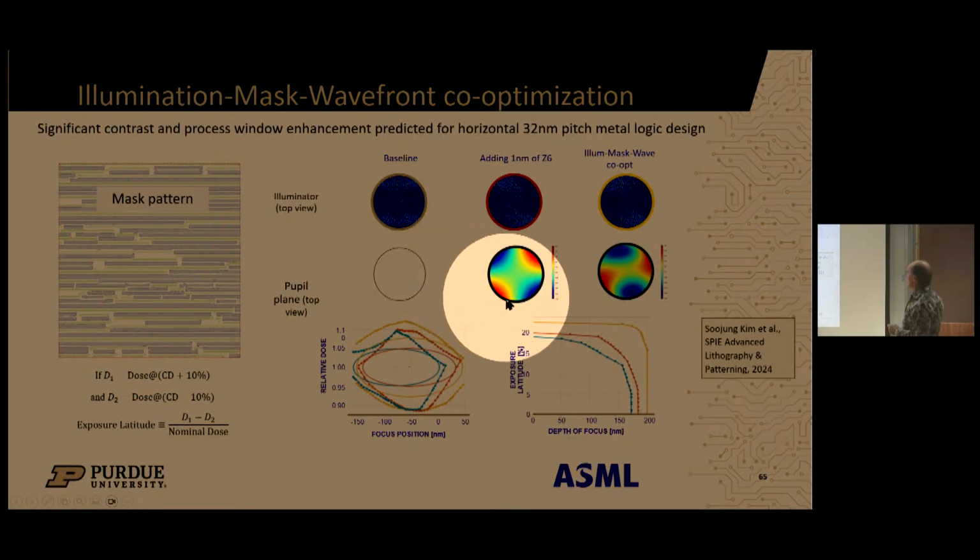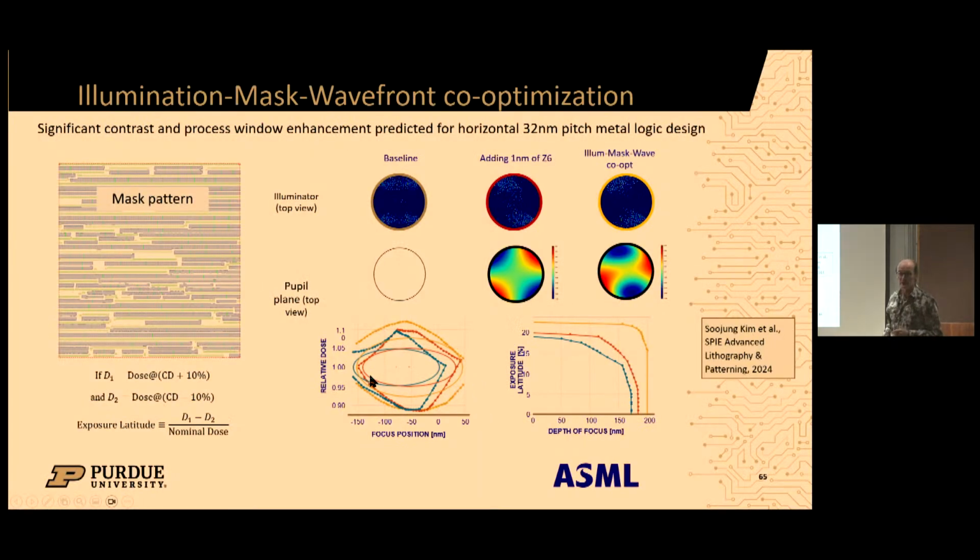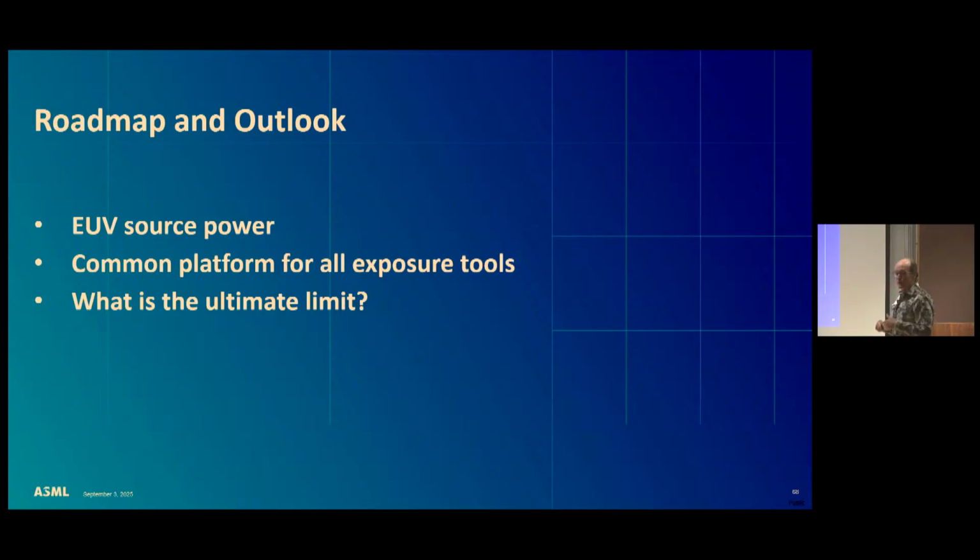And as a result, I get much better exposure latitude and much better depth of focus in my final imaging. So I hope that with that, I've given you a little bit of a flavor on how we can use computation to optimize the settings on the scanner, both from an illumination perspective as well as aberrations in the lens. We try to minimize the aberrations, and sometimes we introduce them on purpose to correct for mask 3D effects. Now, with all of that said, let me finish up the last part.